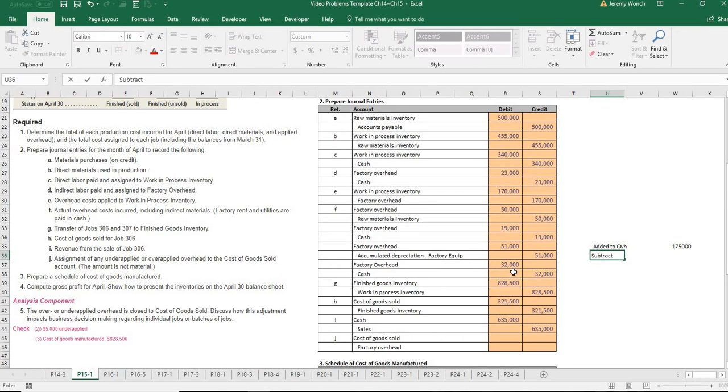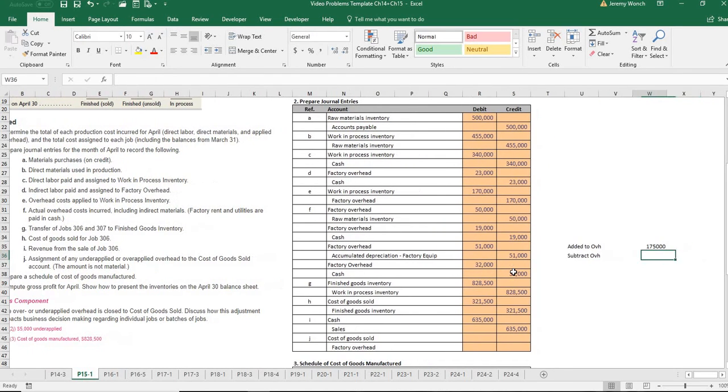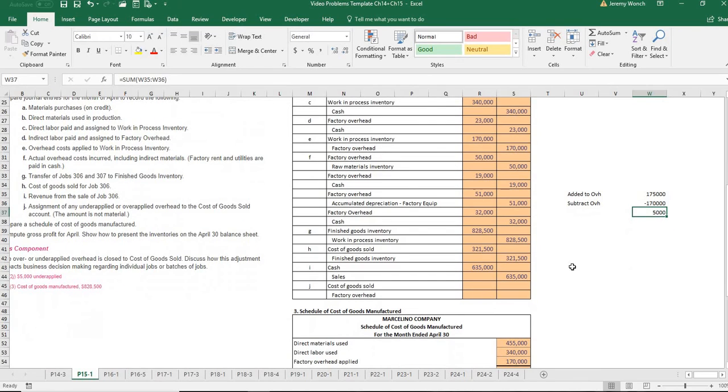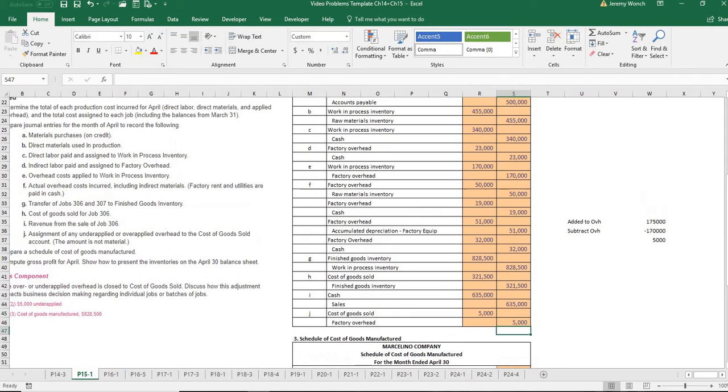And subtract. So what we took out of the bucket, what we actually applied to our goods, that was just here what we took out of factory overhead. So that's our credit to factory overhead. And so what that means is we still have $5,000 left in our bucket that really should have gone to our cost of goods sold. So we need to add $5,000 more to our cost of goods sold. All right, so that is our journal entries.